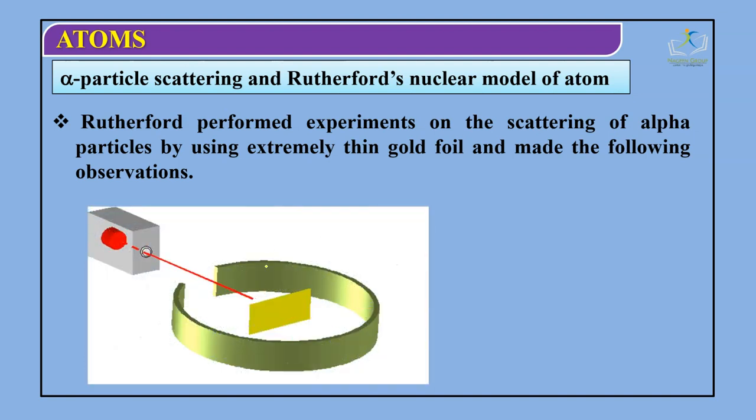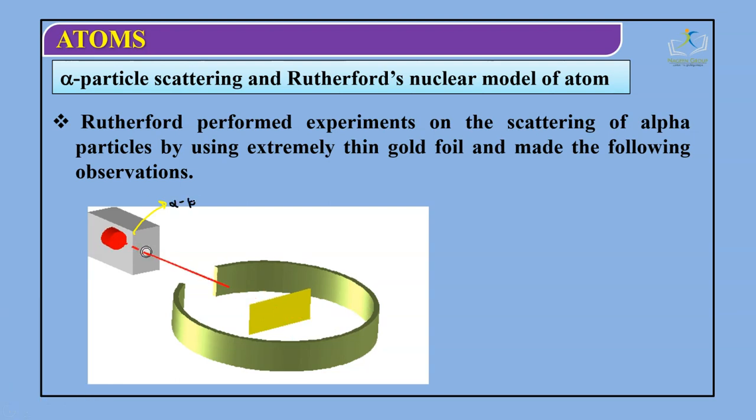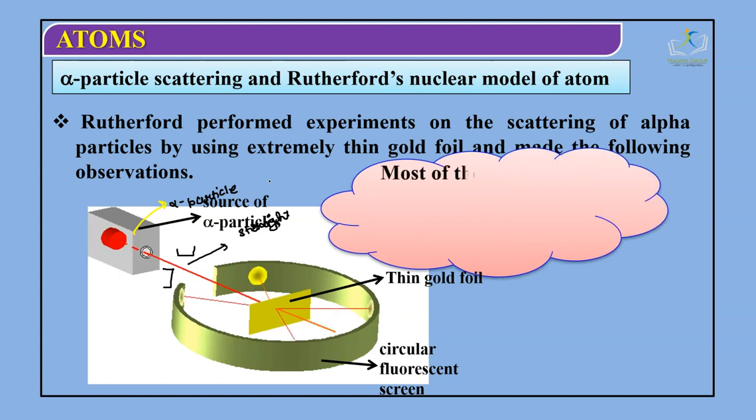As you can see, an alpha particle is a helium nucleus. Here we are placing a collimator by which the beam of alpha particles becomes straight. This is the source of alpha particles. This is a circular fluorescent screen, and a thin gold foil.